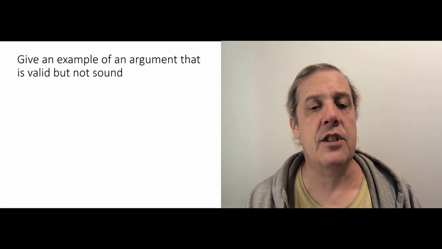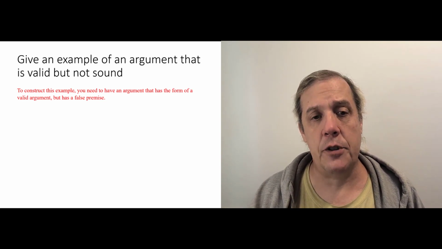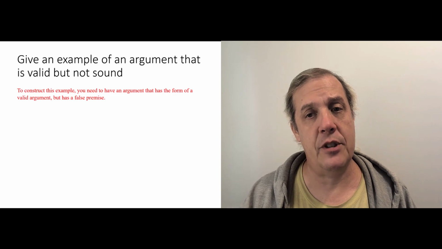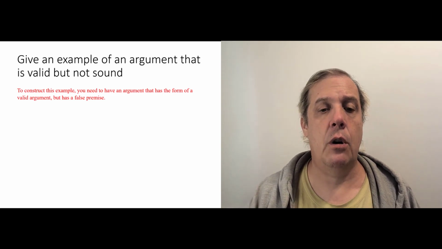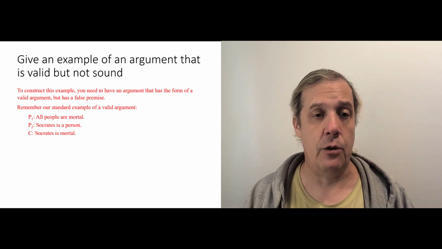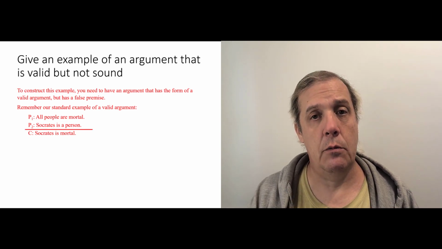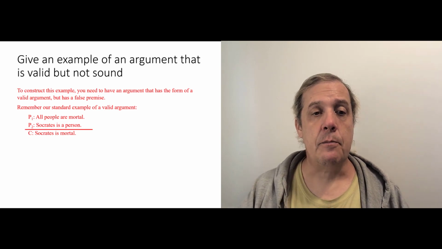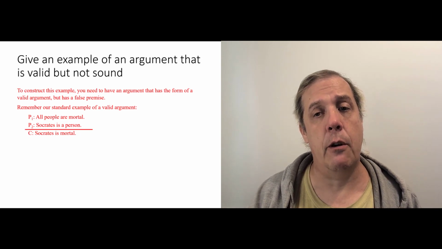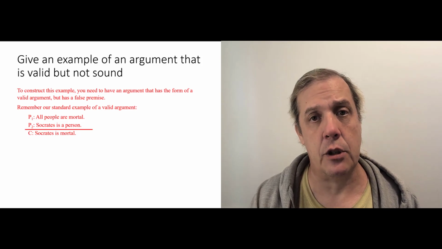To construct this example, you need an argument that has the form of a valid argument but has a false premise. So if the premises were true, they would support the conclusion, but in fact, the premises are not true. Remember our standard example of an argument that is both valid and sound: All people are mortal. Socrates is a person. Therefore, Socrates is mortal. What you can do here is take that example and substitute in a false statement for the first premise. And we can just create that variation using the sample ideas, the terms that I listed.